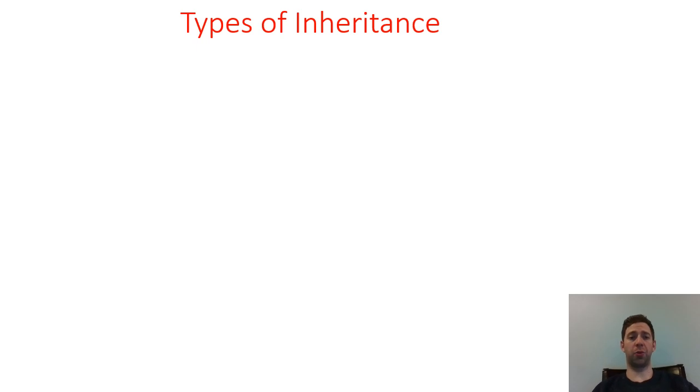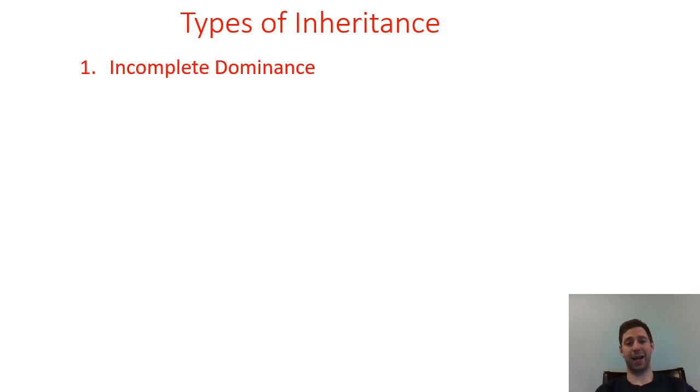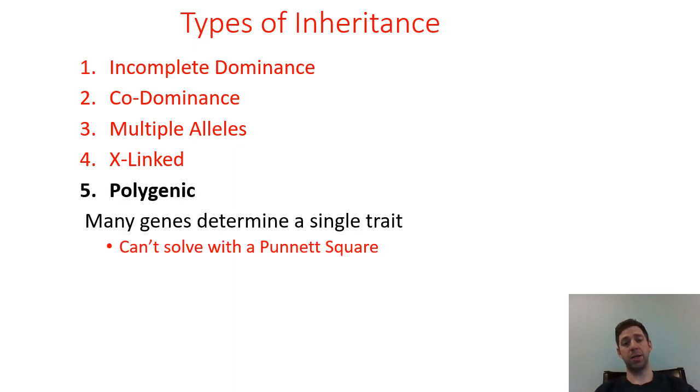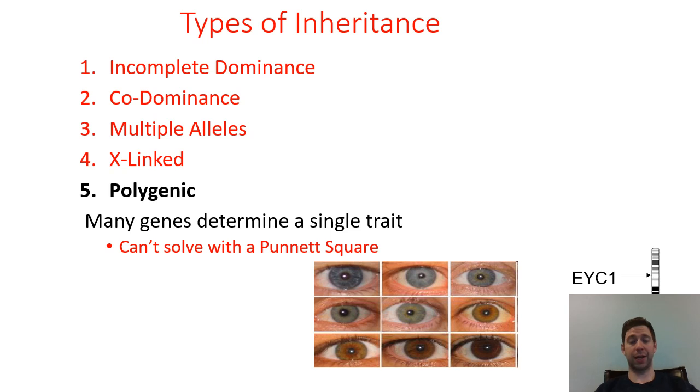Okay, let's go through a couple more types of inheritance. These do not have Punnett squares linked with them, but we went through these four. A fifth one, polygenic, is when many genes determine a single trait. I've told you this a lot throughout the semester, that we often oversimplify biology so it's understandable. But in reality, like eye color, it cannot be solved with a basic Punnett square. There's a lot of different genes that determine eye color. There's multiple alleles for eye color. And so in reality, a lot of our genetics cannot be solved with Punnett squares.